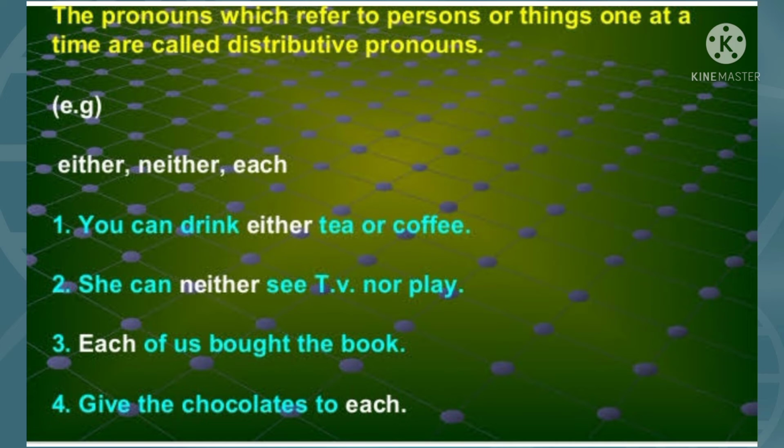See the other examples. You can drink either tea or coffee, one at a time. She can neither see TV nor play. Each of us bought the book. Give the chocolates to each. All these are used to denote the persons or things one at a time. These are called distributive pronouns.